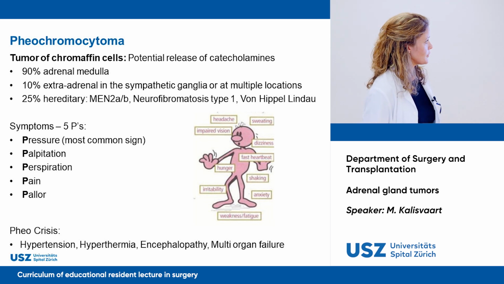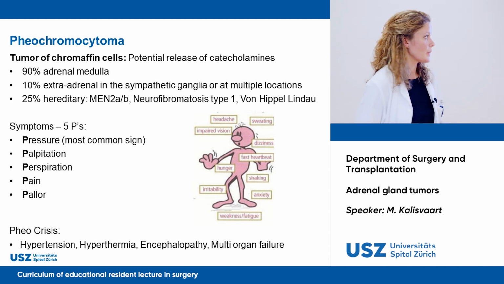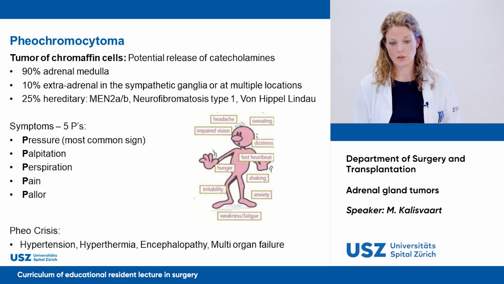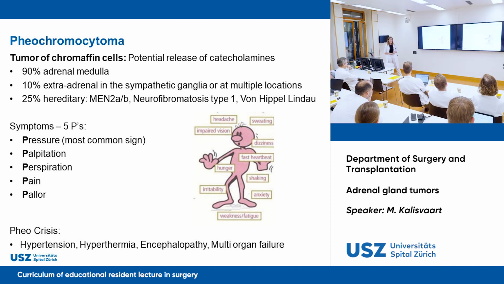These patients usually present with the symptoms of the 5 Ps, which can be high blood pressure, palpitation, perspiration, pain, and pallor. But these patients can also present as a medical emergency when they have a pheochromocytoma crisis, which presents with hypertension, hyperthermia, encephalopathy, and also multi-organ failure.